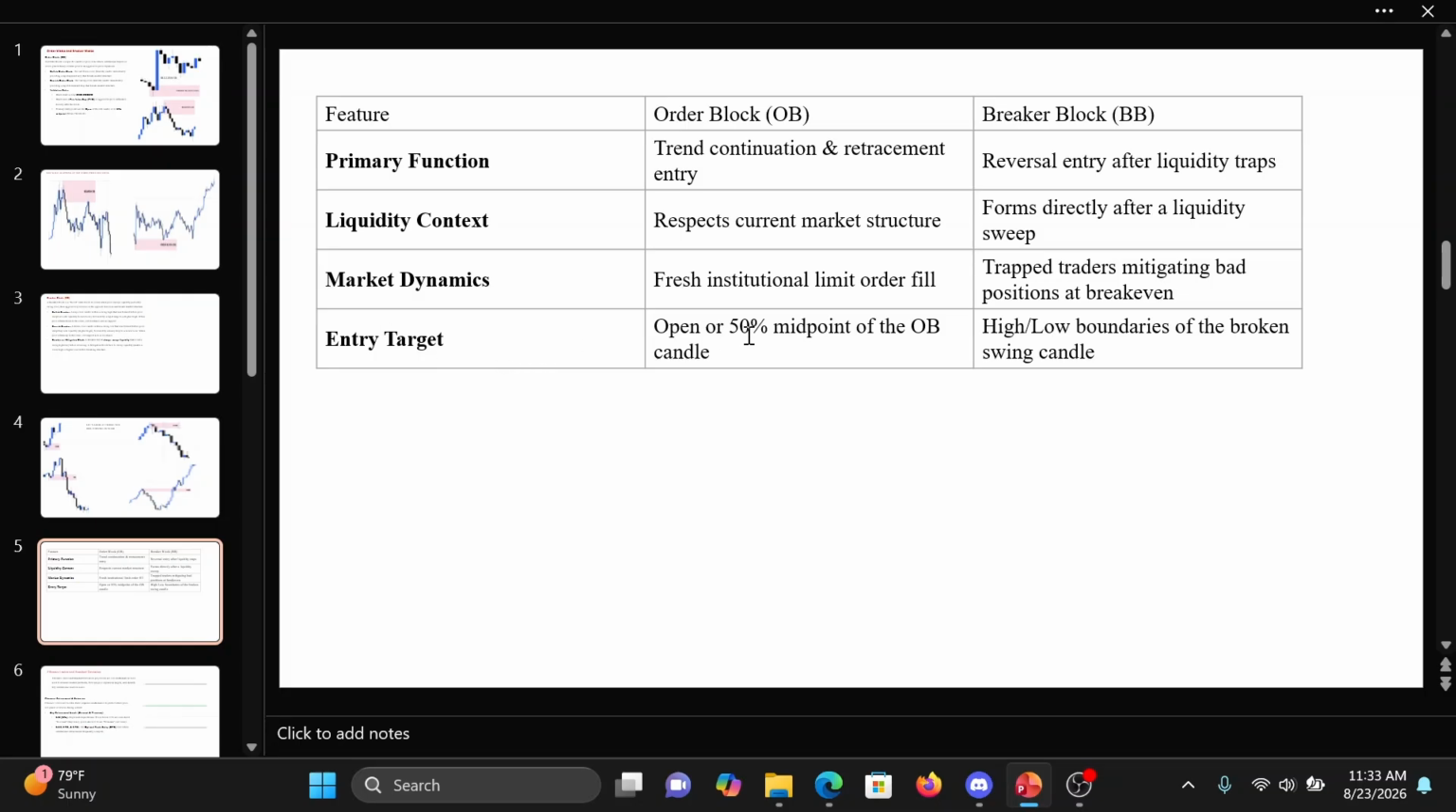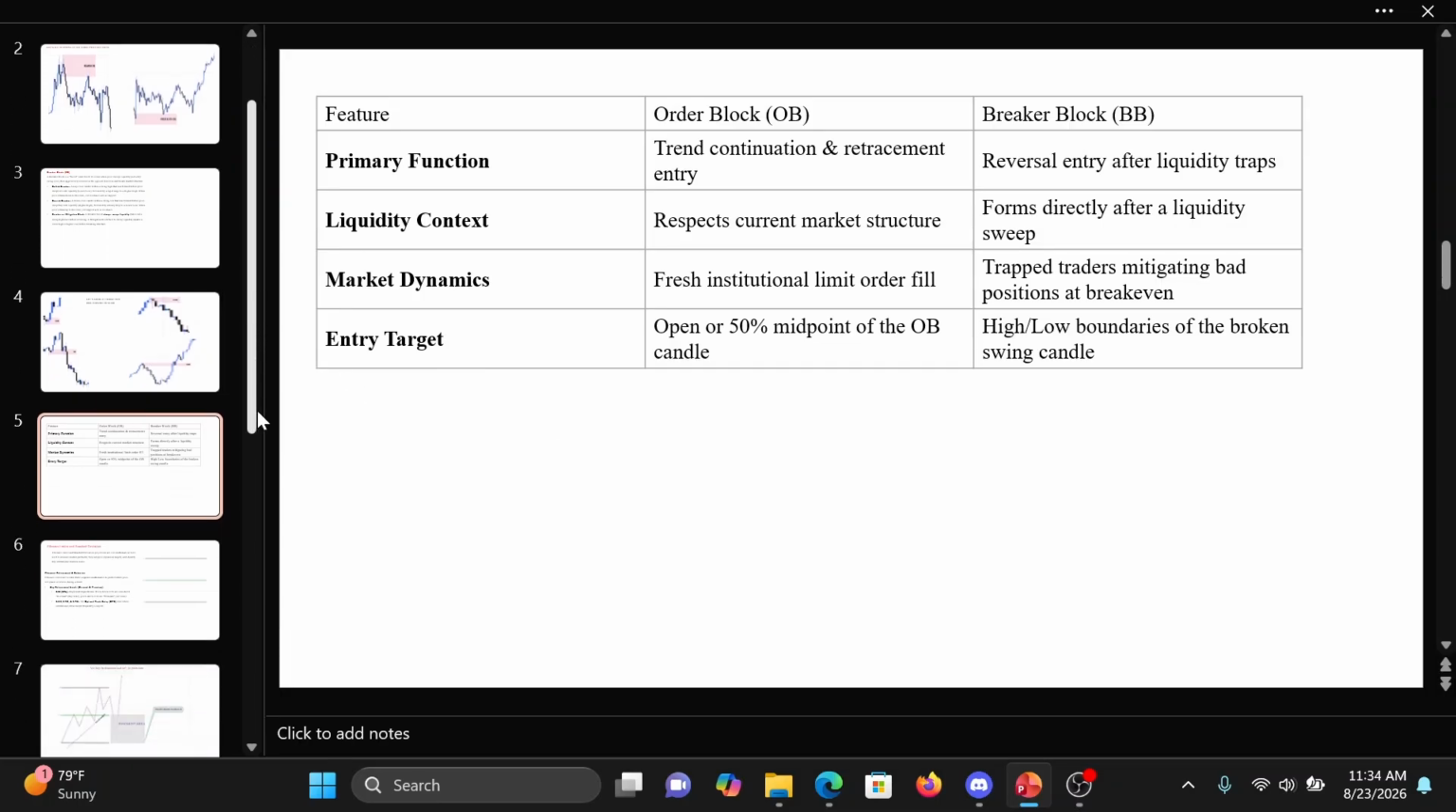Entry targets. For the order block, you can enter at the open of the OB or the 50% midpoint of the order block candle. Then for the breaker block, the high or low boundaries of the broken swing high candle. We shall look at that on the charts later on. Okay, let's continue down.